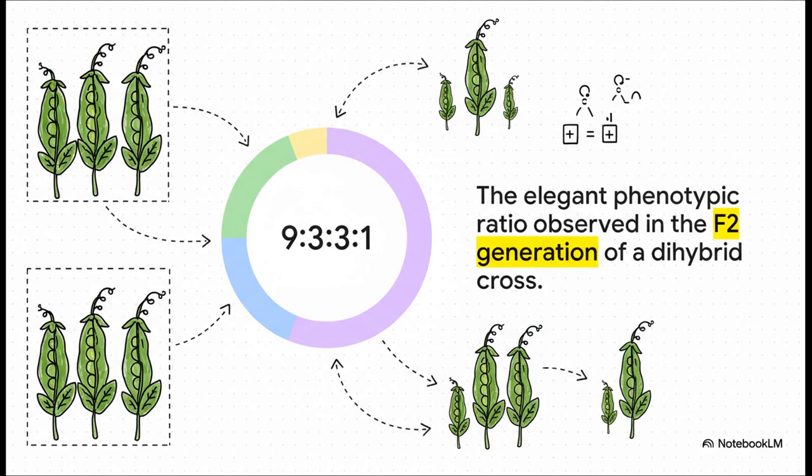So after counting literally thousands of pea plants, Mendel found another beautiful, consistent pattern. Out of every 16 plants, he'd get about 9 that were tall and smooth, 3 that were tall and wrinkled, 3 that were dwarf and smooth, and just 1 that was dwarf and wrinkled. This elegant 9 to 3 to 3 to 1 ratio was the proof he needed. It showed that the gene for height and the gene for seed texture are inherited completely independently of one another.